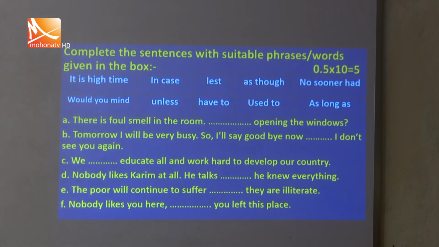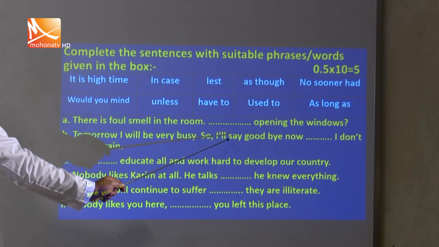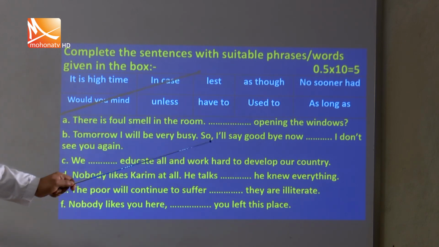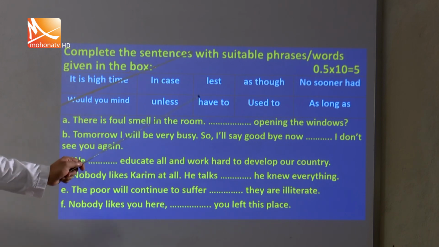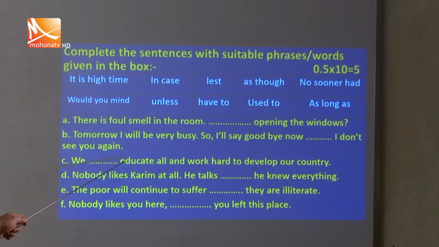We know that after would you mind, if we use a verb, it will be the ing form. Tomorrow I will be very busy, so I will say goodbye now, dash don't you see again. Then what will be the answer? In case. Okay? You dash educate all and work hard to develop our country. We have to educate all.